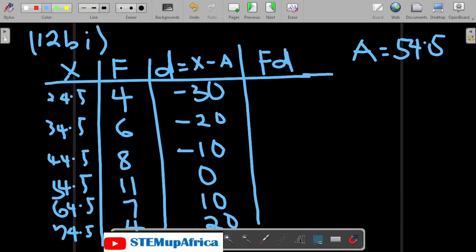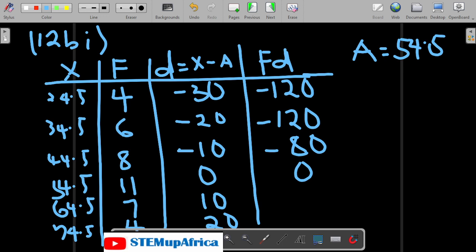Then FD, frequency times deviation. So 4 times minus 30 is minus 120. 6 times minus 20 is minus 120. 8 times minus 10 is minus 80. 11 times 0 is 0. 7 times 10 is 70. And 4 times 20 will give us 80.